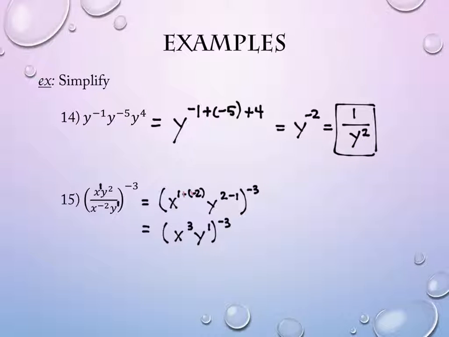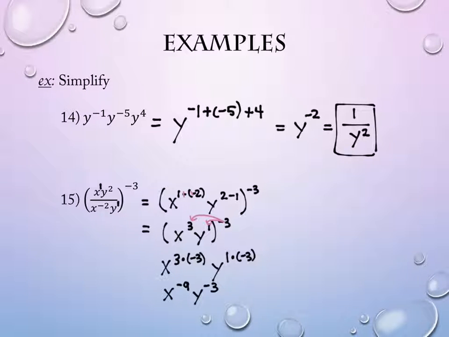Boy, the inside looks a lot better, doesn't it? It's going to be a lot easier to deal with all my exponents when there are fewer exponents to deal with. Okay? So now I can apply this exponent to each of the ones that are inside. So I have x to the 3 times negative 3. You don't have to write that out, but just in case you're curious where my numbers are coming from. And then I have 1 times negative 3. So what's 3 times negative 3? Negative 9. And 1 times negative 3 would be negative 3.